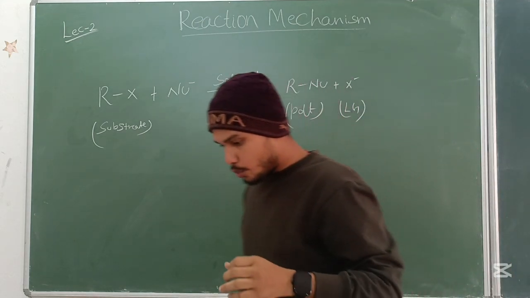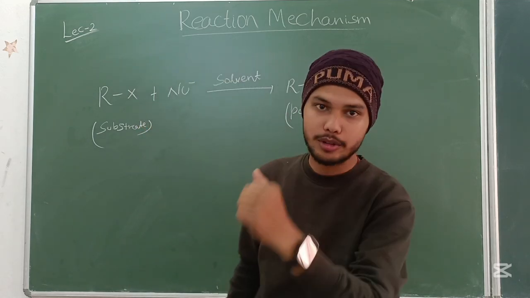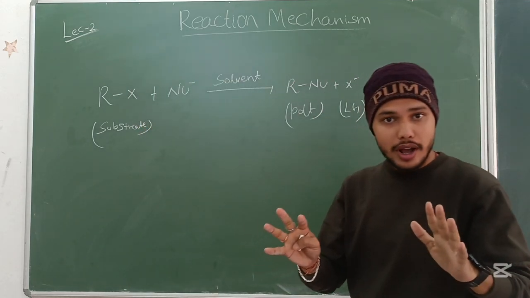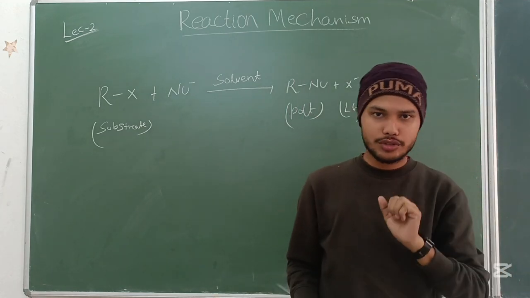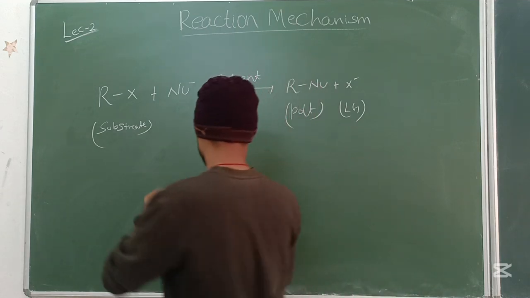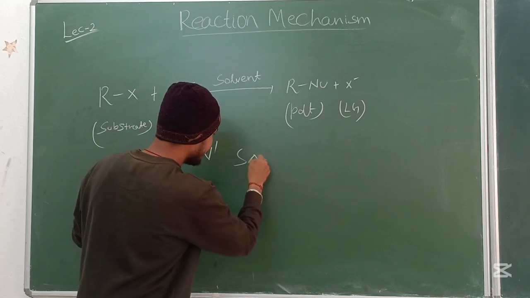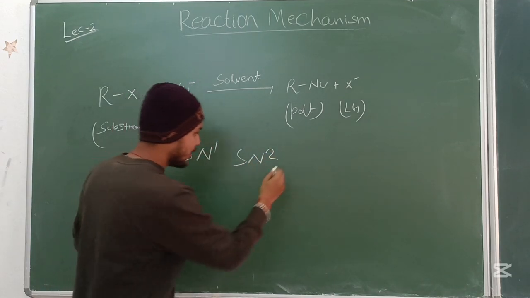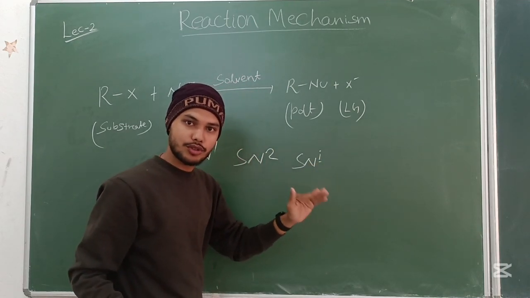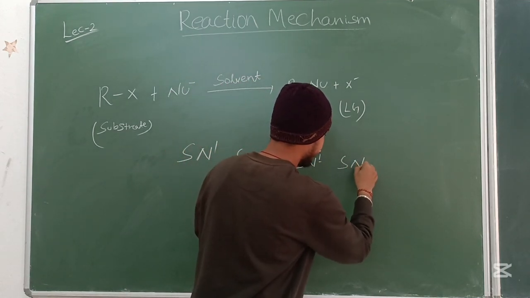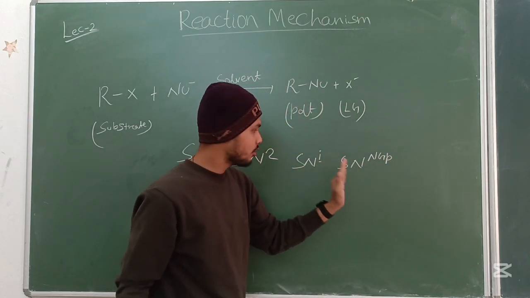In the previous lecture we discussed what a substitution reaction is and what the types of substitution reaction are. Substitution reactions are mainly of 6 types. SN1, that is unimolecular substitution reaction. SN2, that is bimolecular substitution reaction. SNi, the i for intramolecular substitution reaction. Then SNNGP, that is neighboring group participation substitution reaction.